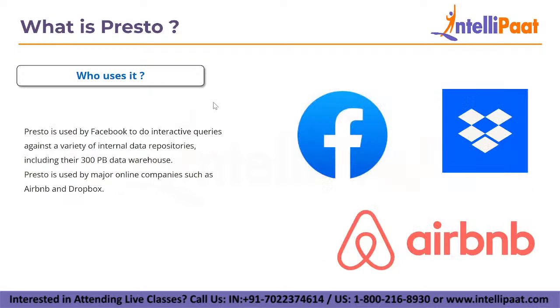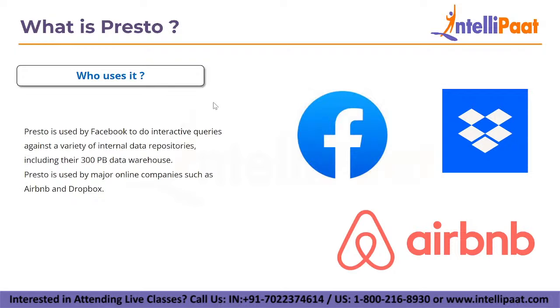So, now the question comes in: who uses Presto? Presto is basically used by Facebook to do interactive queries against a variety of internal data repositories, including their 300 petabyte data warehouse. Presto is used by over 1,000 Facebook employees every day to conduct over 30,000 queries that each can scan over a petabyte of data. Presto is also used by major online companies such as Airbnb and Dropbox.